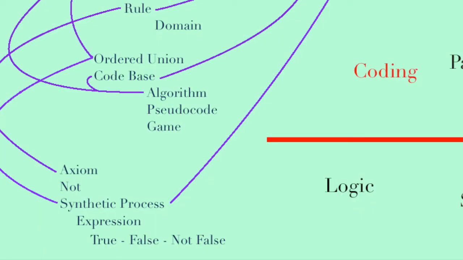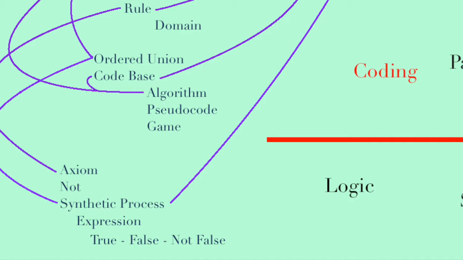The final level on which matter is distinguished is logic. An axiom is an operator-assigned rule. Not is a synthetic separation relative to an identity. A synthetic process is an operator input-controlled ordered union of a set of axioms, capable of giving at least one output. An expression is an output of a synthetic process.